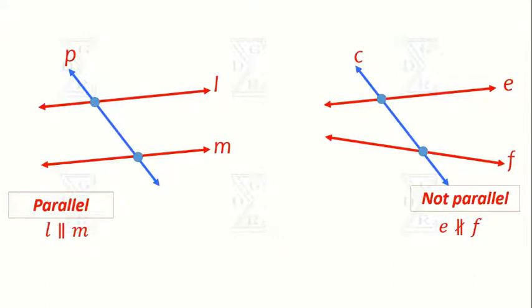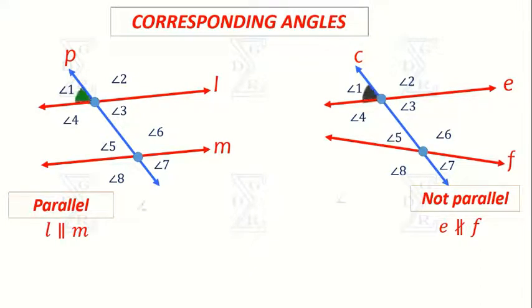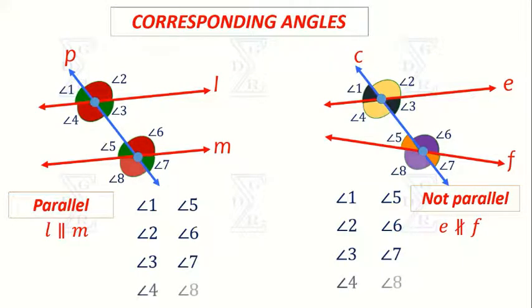Another important property under the transversal is corresponding angles. Here, the corresponding angle of angle 1 is angle 5, angle 2 is angle 6, angle 3 is angle 7, and angle 4 is angle 8. If the lines are parallel, corresponding angles are equal. Otherwise, corresponding angles are not equal.